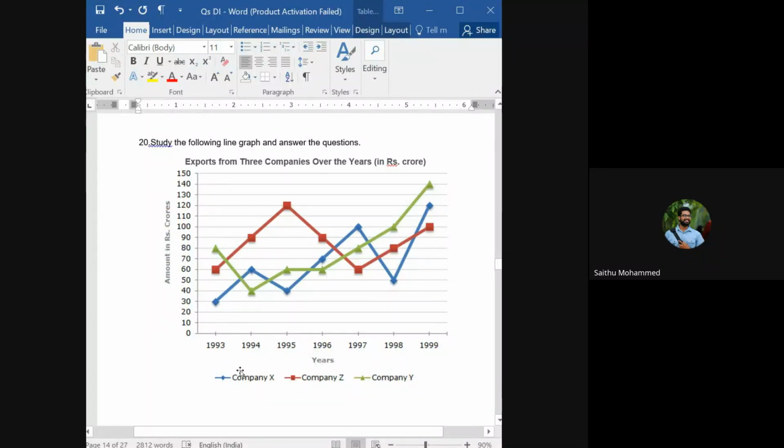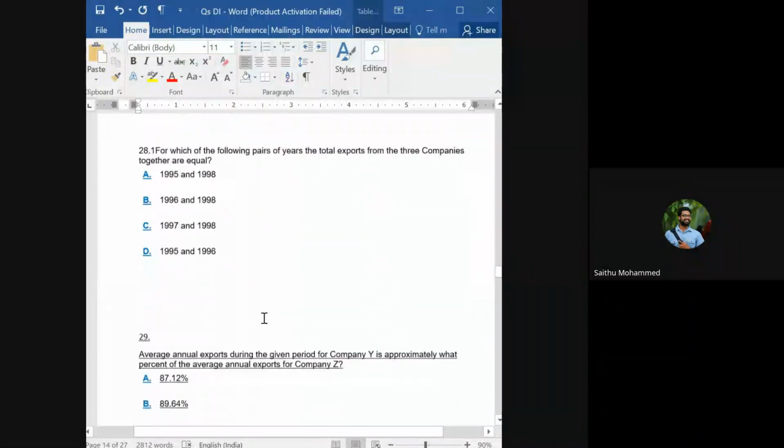In 1993, if we are taking this particular point, see, this is 30. This is of which company? This is of company X. The blue line is of X. So in 1993, company X had exports of 30 crores. This is what we can simply analyze from the data, and then we can move on to answering the question. These are all simple questions only.